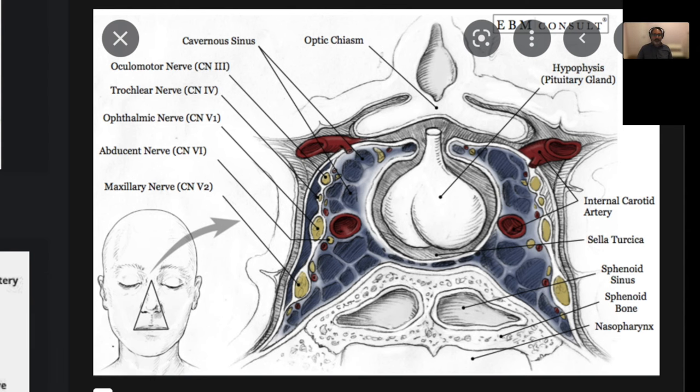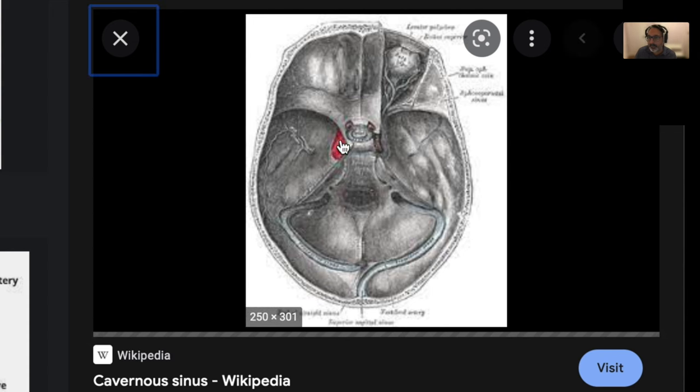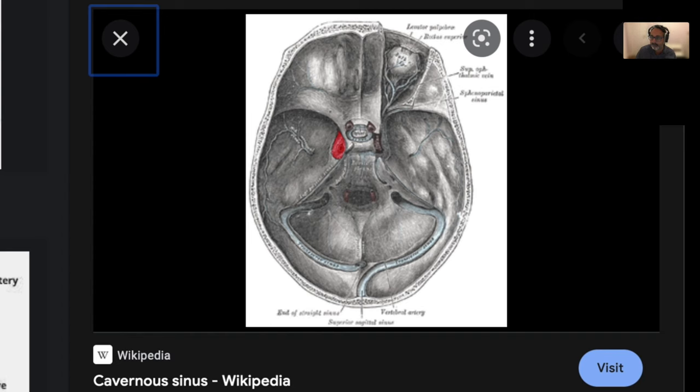So you get a lot of... and oh, this is also good. Might as well see this here. Oh, I wish it was a bit bigger because that shows you where in the skull it is. But I guess you get it. It's right there in the skull. So that's the bone. So that's where the pituitary gland is. Just above that is where your optic chiasm is, and the cavernous sinus is right there.